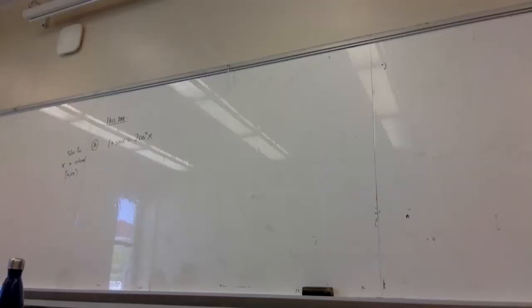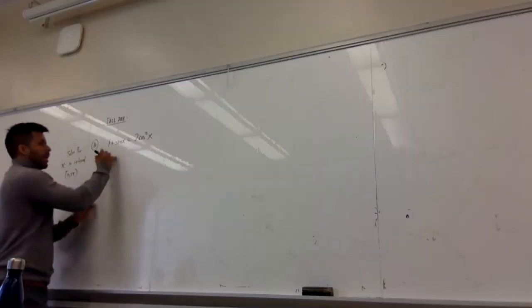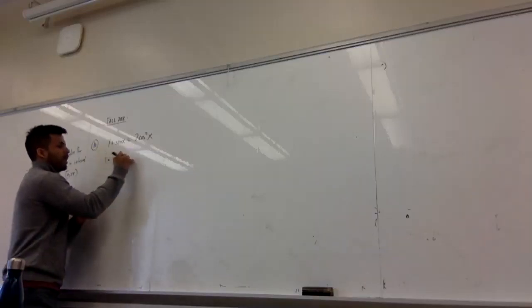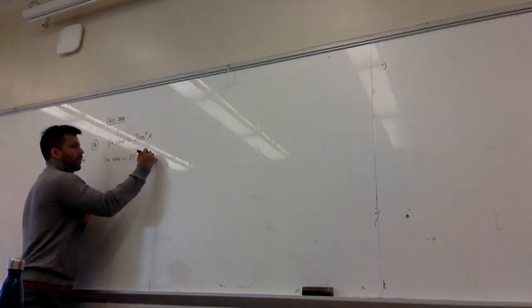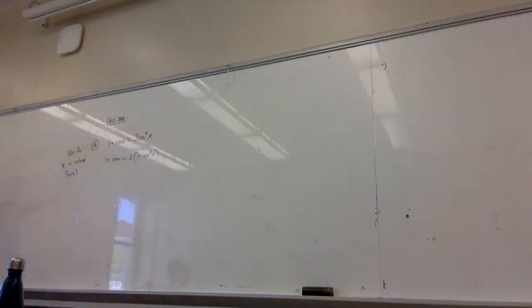So remember, cosine squared x plus sine squared x equals 1, right? What can I get from here? I can get that sine squared equals 1 minus cosine squared, and I can get that cosine squared equals 1 minus sine squared, can't I? I would want to replace cosine squared with 1 minus sine squared because now I have everything in terms of sine. So 1 plus sine x equals 2 times 1 minus sine squared x.